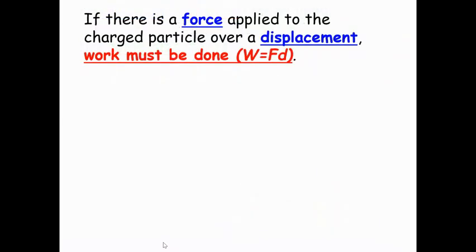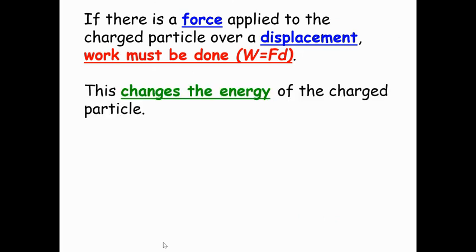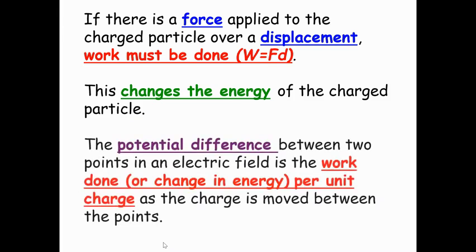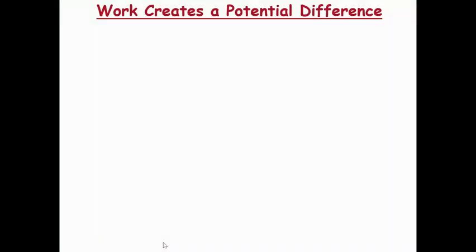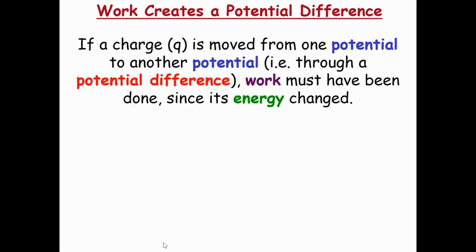Well, okay, if there's a force being applied to this charged particle over a certain displacement, well, we know from our energy unit that a force causing a displacement results in work being done. This work being done to the charged particle changes its energy. The potential difference, or voltage, between 2 points in an electric field is equal to the work done, or the change in energy, per unit charge, as the charge is moved between the 2 points. We can represent this with an equation.